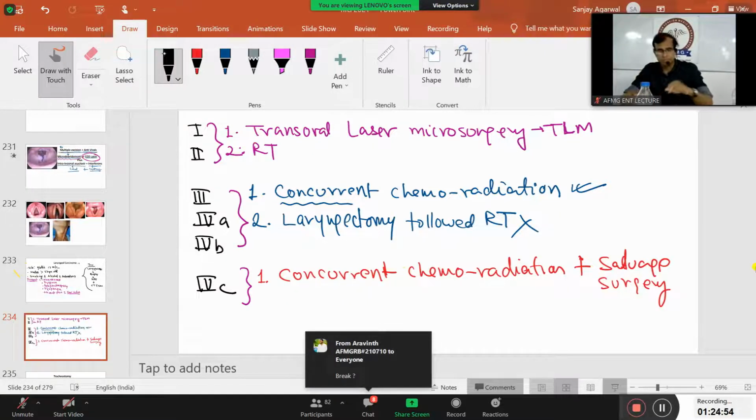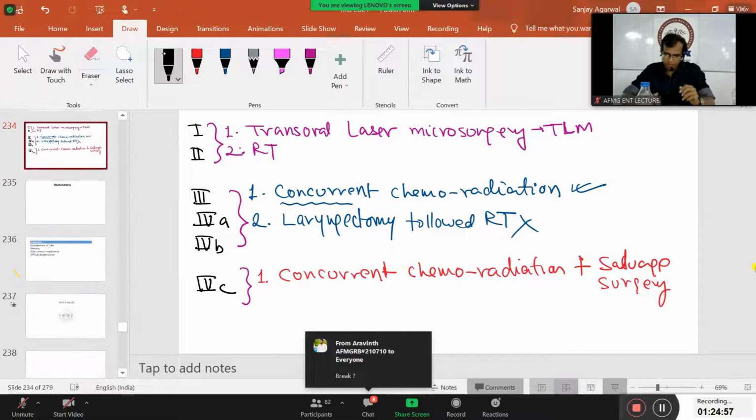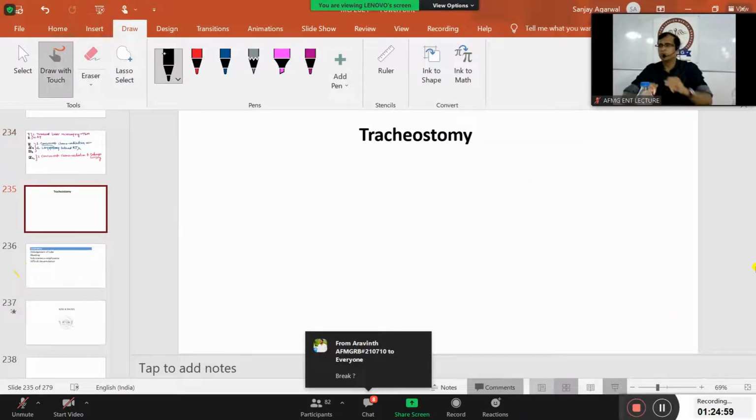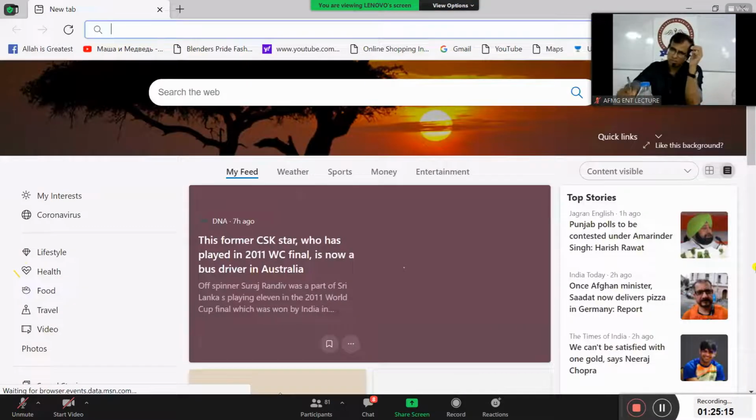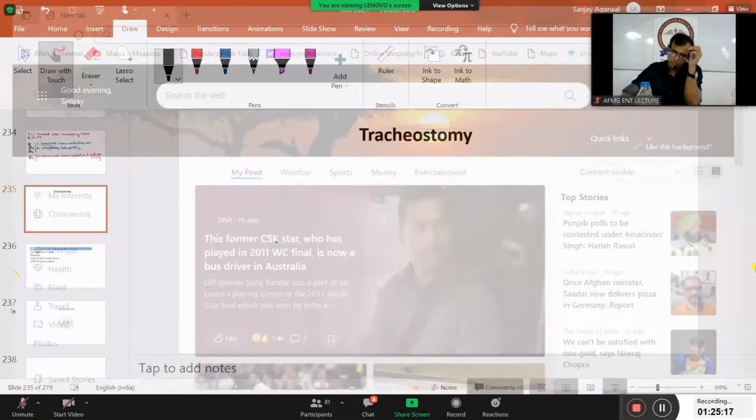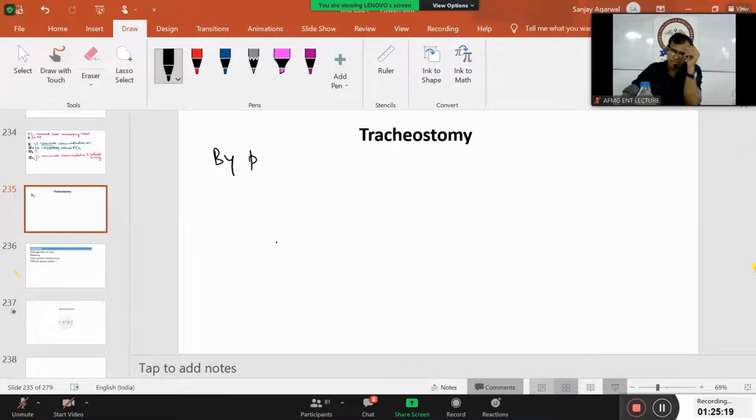Throat is not complete. Throat is complete if we talk about tracheostomy. And tracheostomy, only 3 points. You know what is the meaning of tracheostomy, isn't it? Making an opening in the trachea. And the main reason is to bypass the larynx. Why we do it? To bypass the larynx mainly.